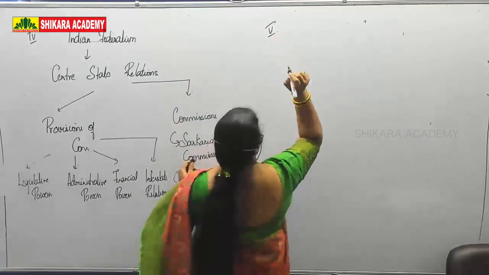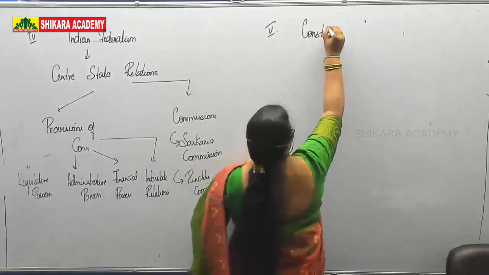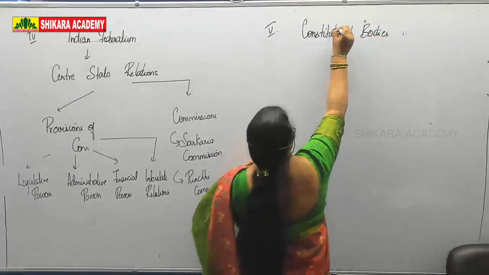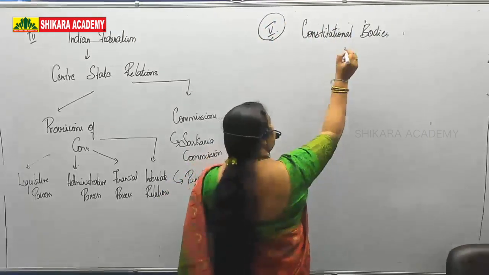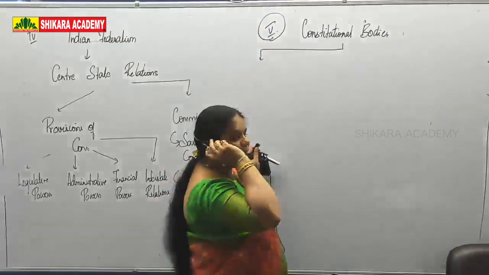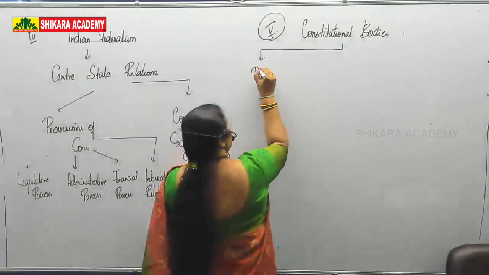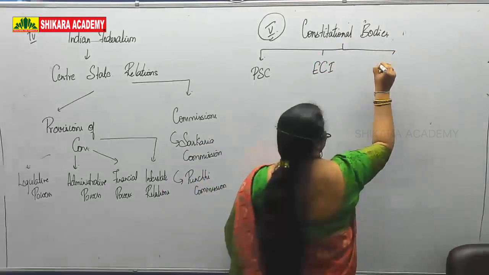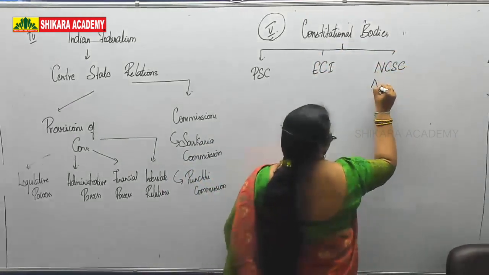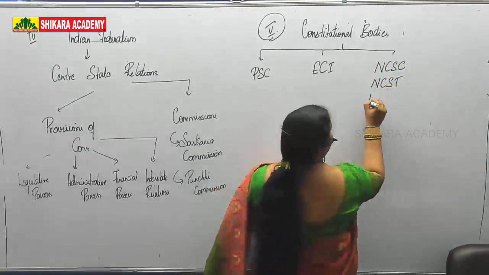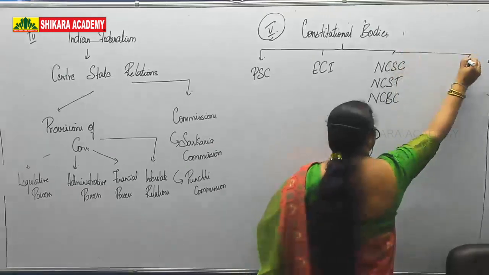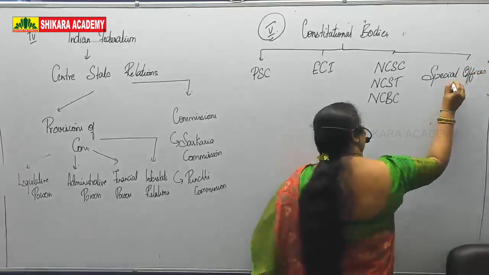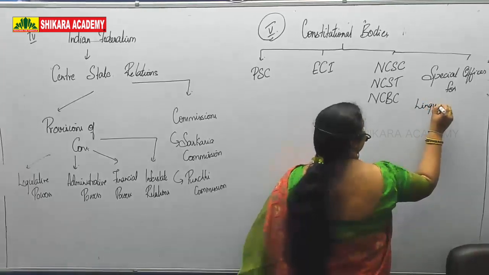Next, there are again a set of bodies called constitutional bodies, which play a very important role in Indian political system. So this part again will be for Group 4. In constitutional bodies, we have already covered CAG under Union Government. Apart from CAG, we have Public Service Commission, followed by Election Commission of India. Then I am sure you must have heard of National Commission for SC and a National Commission for BC. Then there is another post called Special Officer for Linguistic Minorities.